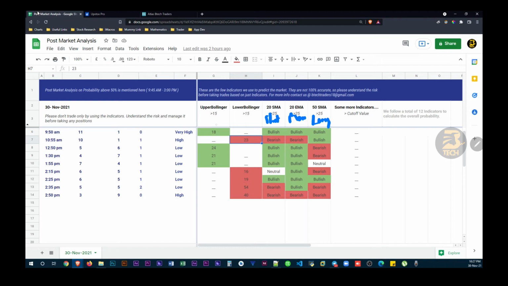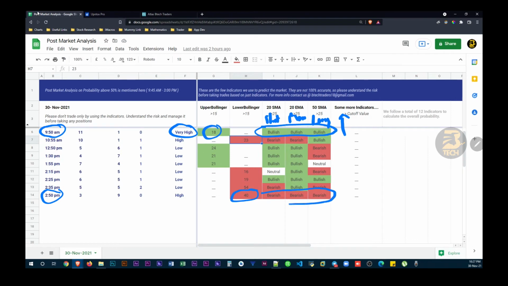Here you can see that at 9:50 AM the upper Bollinger is showing a value of 18, and these three indicators are also pointing towards bullish. So there is a high probability that this will be a bullish condition during 9:50. Similarly, at 2:50 you can see that the lower Bollinger having a value of 40 indicates a bearish entry, and these three indicators, short term, long term, and momentum, all indicate a downtrend. So there is also a high probability at 2:50 PM.